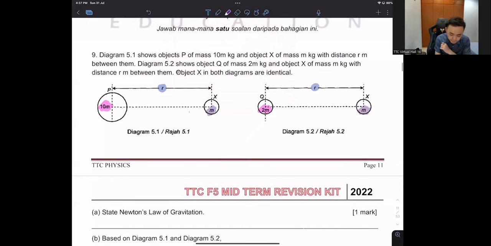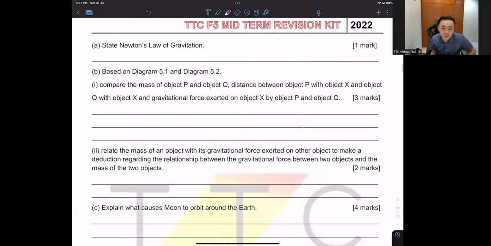Both objects M in the diagram are identical. Identical meaning what? They are literally the same. The only difference is what? P is larger than Q. That's it, right? Number one, state Newton's law of gravitation.